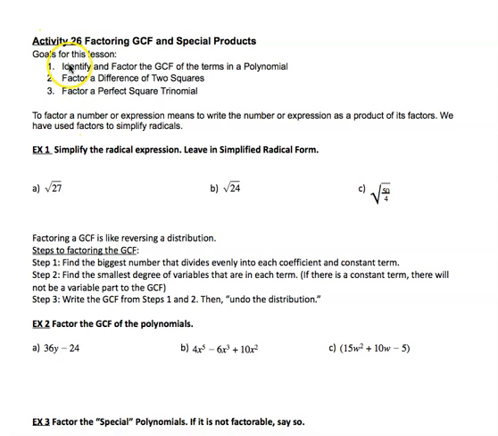So we've got three goals. We want to be able to identify and factor the GCF of the terms in a polynomial. We want to be able to factor a difference of two squares and factor a perfect square trinomial.